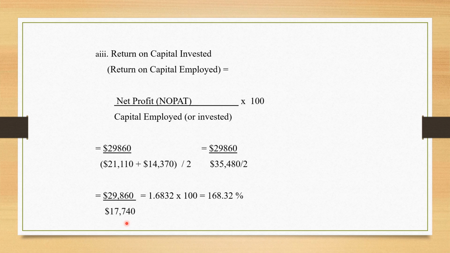$17,740. Now, to get the answer, we divide the net profit by the capital employed to get 1.6832. We multiply that by 100 to get 168.32 percentage. This one is the return on capital employed, and this is a profitability ratio.